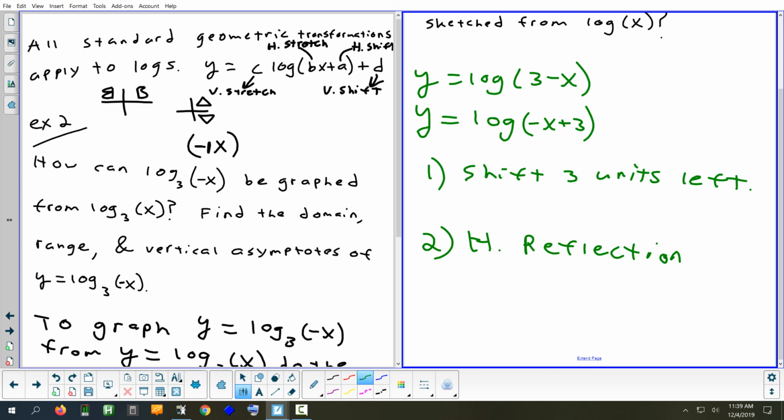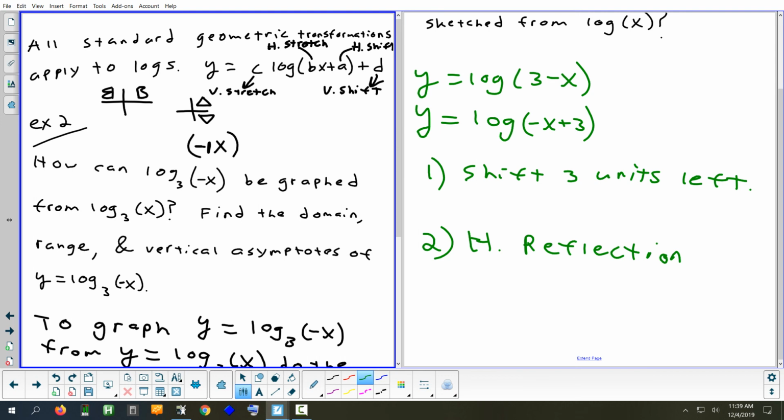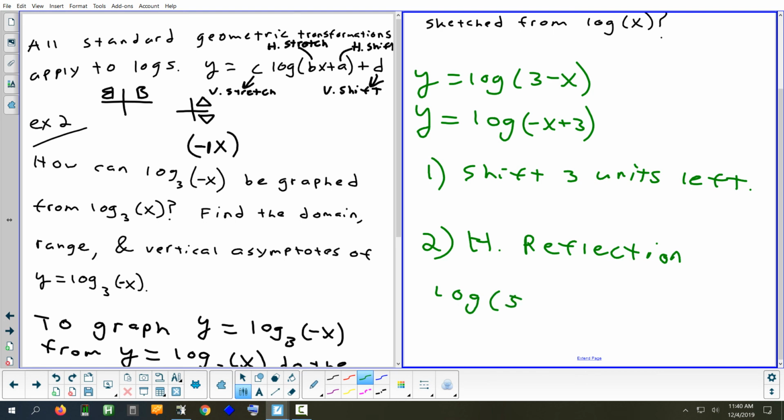B is also the opposite of what you would expect. If you put a big number in for B, like let's say you did this, that's not going to stretch it by a factor of 5. That's going to compress it. Bigger numbers make it smaller horizontally. Smaller numbers like 1/2 or 1/3 make it bigger. That's always been the rule with horizontal. It's always the opposite.